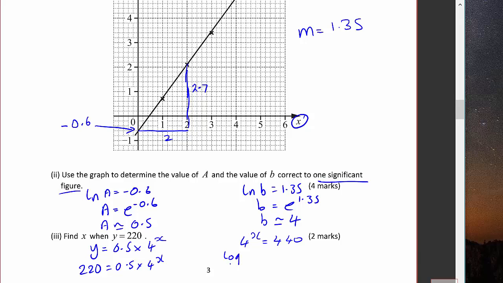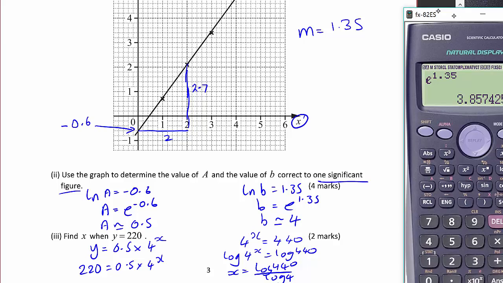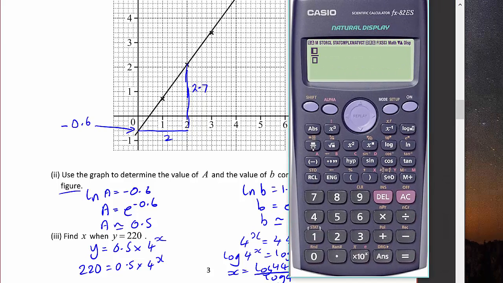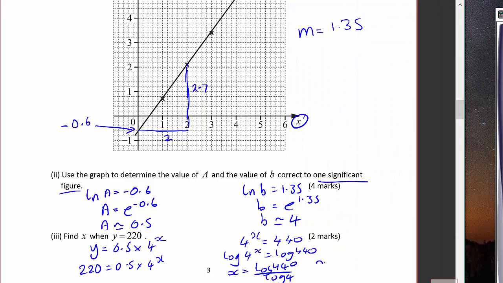If we take logs of both sides of this, and it doesn't matter about the base, we'll get that the x comes down, and so x would be equal to log 440 over log 4. And we can calculate that. So we've got the log of 440 divided by the log of 4, and that gives me, I'm going to put that down as 4.39. And there we go.